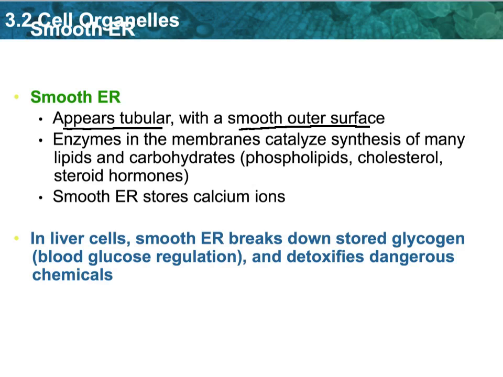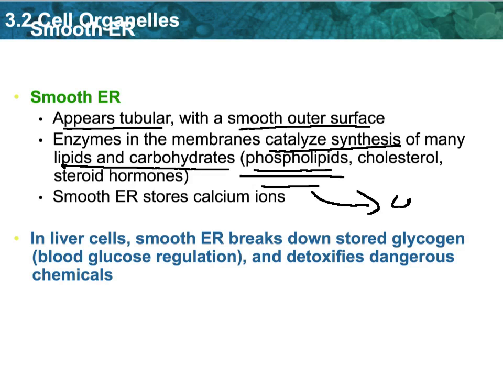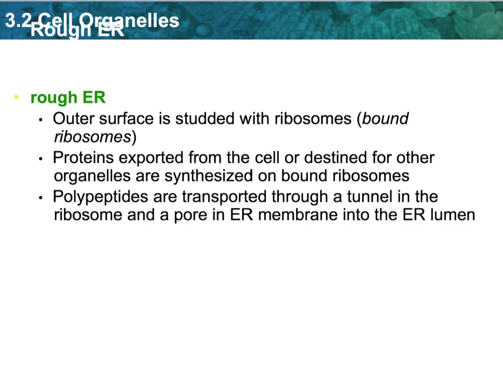The enzymes in there are really involved in making, catalyze means to make, lipids and carbohydrates, especially phospholipids, which are in the cell membrane, right? Cell membrane. Same as cholesterol, that's also in the cell membrane. The smooth ER also breaks down glycogen and detoxifies dangerous chemicals. So that's something that helps get rid of poisons when we eat poisons, is our smooth ER.